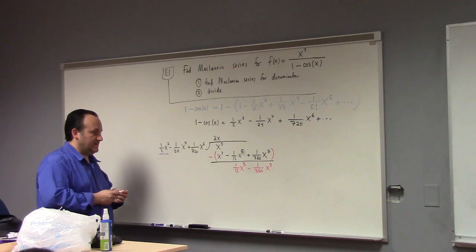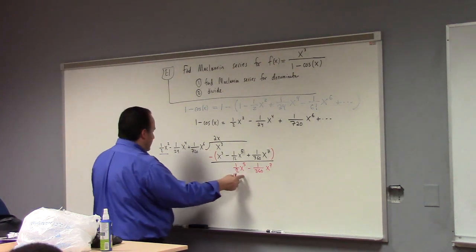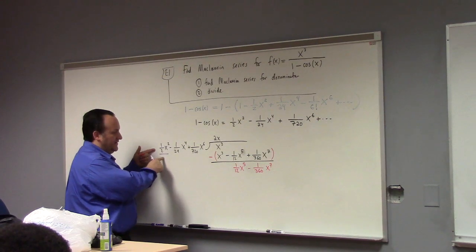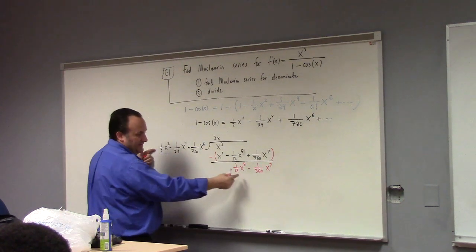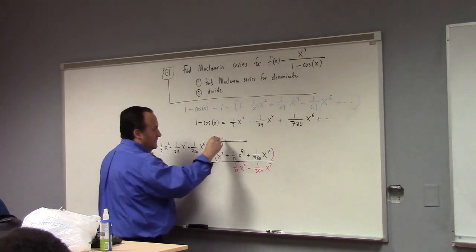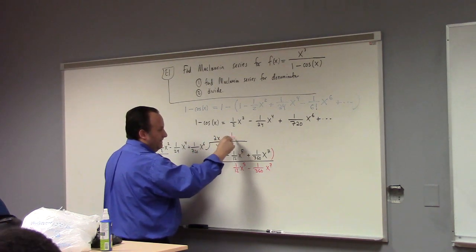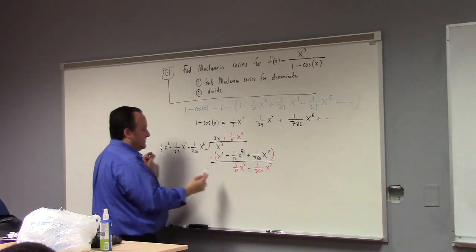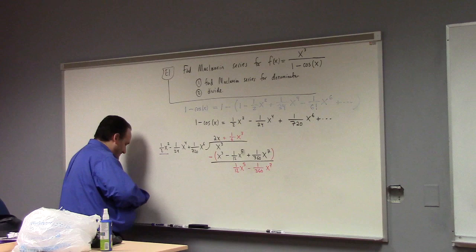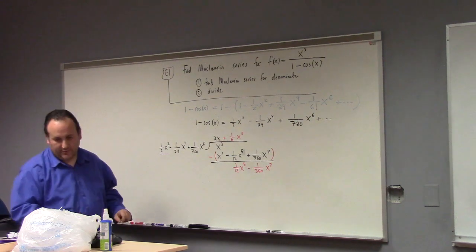What comes next? I need to get this 1/12 as a multiple of 1/2 x squared. So I have to multiply this purple thing by something to get 1/12 x to the 5th, right? So what's that? I need a 1/6 x cubed, right? This times that gives me 1/12 x to the 5th. And what else?